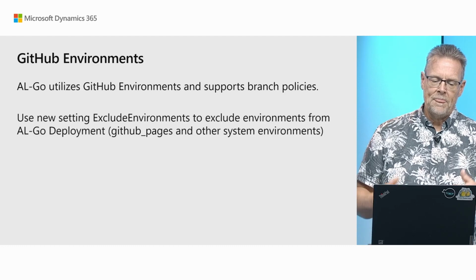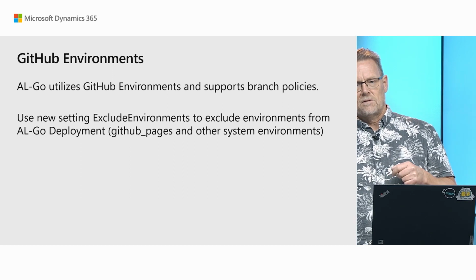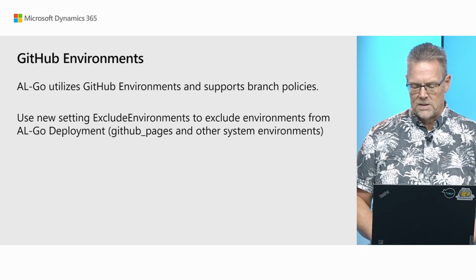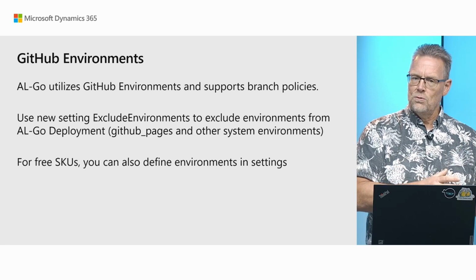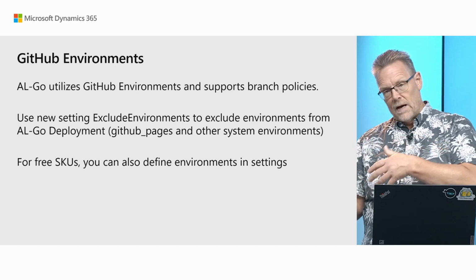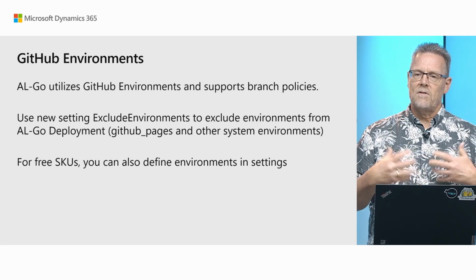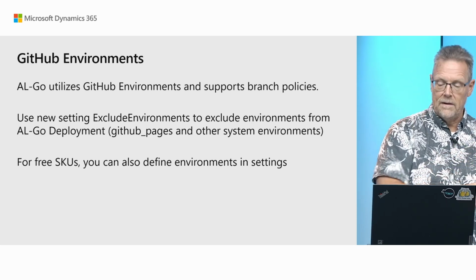These environments, you can have branch policies, meaning that you can only deliver to this environment if you are in the main branch or whatever. We have a new setting called exclude environments, where you can exclude some of the environments from deploying if you have system environments or GitHub Pages or stuff like that. And lastly, if you have the free GitHub SKU and you have private repositories in that one, environments is not available in private repositories in the free GitHub SKU.